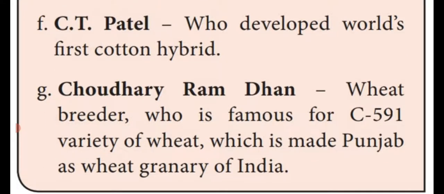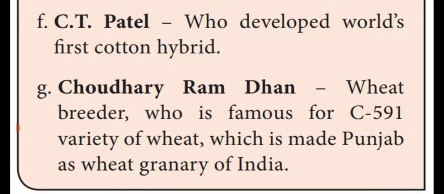So the next, C.T. Patel, who has developed world's first cotton hybrid. That is also an important one mark question. The last one, Chaudhry Ram Dhan, who is famous for wheat breeding and also produced C591 variety of wheat, which is made in the Punjab wheat granary of India.